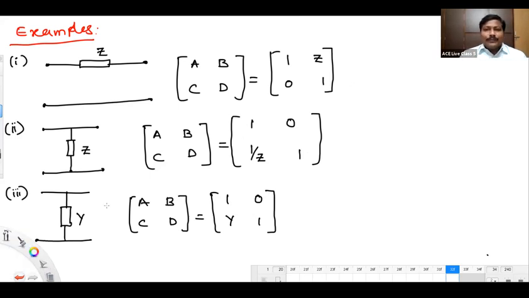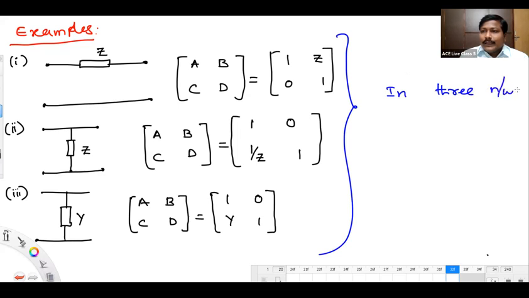For the first network, observe that A equals D and AD minus BC is 1. Second network, A equals D, AD minus BC is 1. Third network, A equals D, AD minus BC equals 1. In all three networks, A and D are equal and AD minus BC is 1. So what conclusion can we make from this?